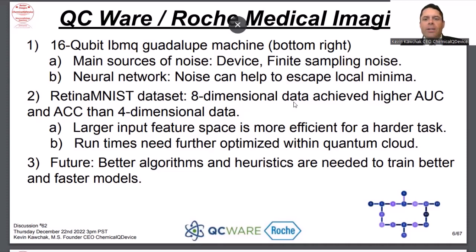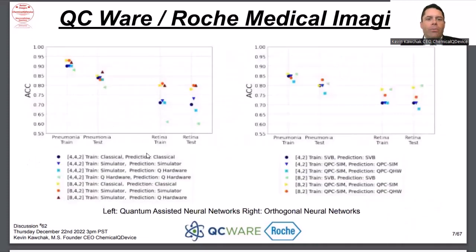So basically 8-dimensional wound up better than 4. A larger input feature set is more efficient for a harder task. Runtimes need to be further optimized within the quantum cloud. And the future is with better algorithms and heuristics to train better and faster models.